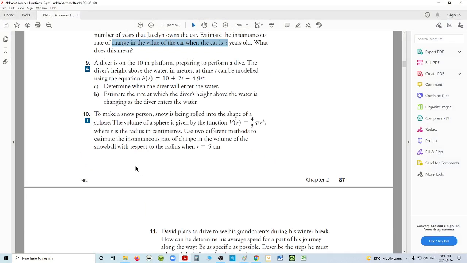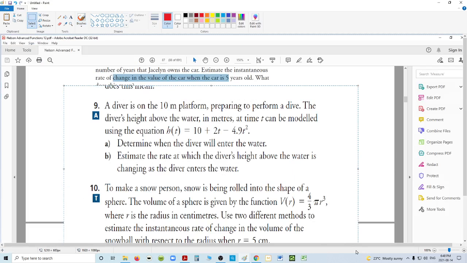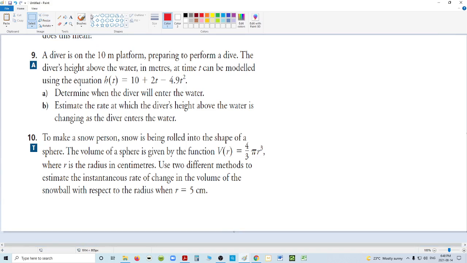Okay, next, a diver is on a platform. He's 10 meters up. And he jumps. So that means if we're looking at a graph, we would draw it like this. He is standing here. And this is not in the correct order. But that's his height at 10. So he's up here at 10. And he falls.